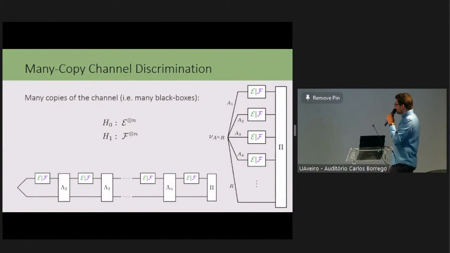And this was called an adaptive strategy, and it's fairly easy to see that every parallel strategy you can write as an adaptive strategy, basically just by putting all these systems here into the memory part, and then these preparation maps just swap the next input system up here and store the output, and at the end what you end up with is the exact same thing as here. So every parallel strategy is an adaptive strategy, but it's not the other way around.